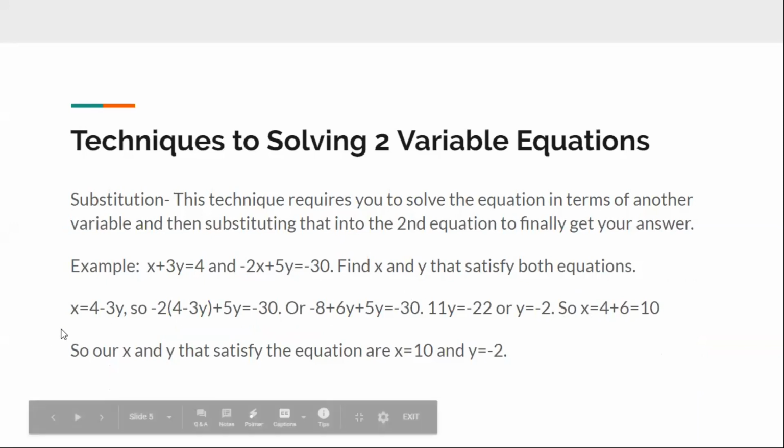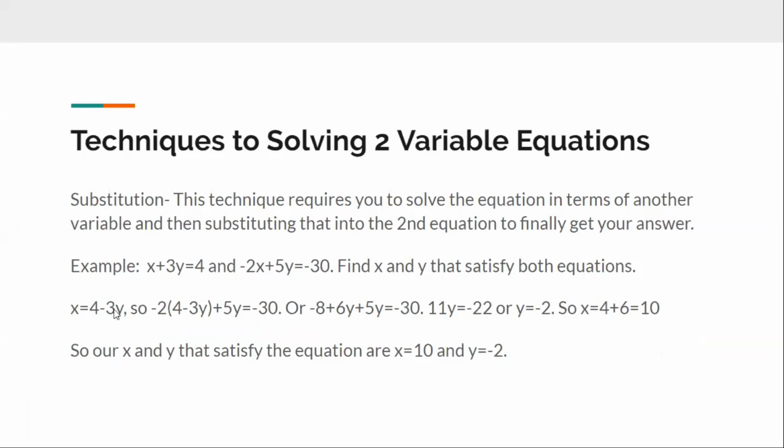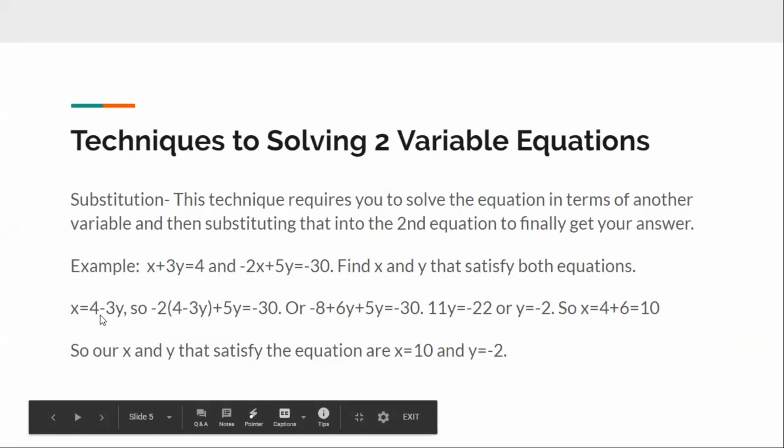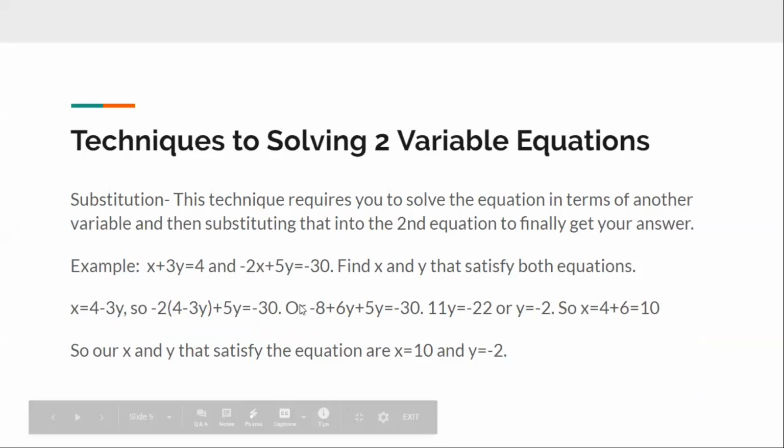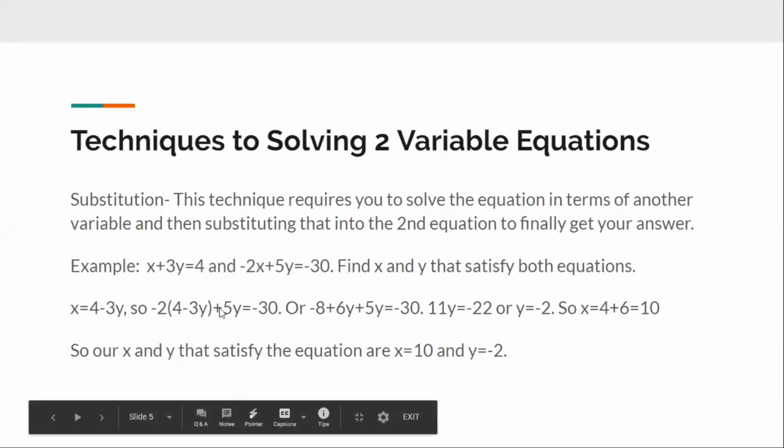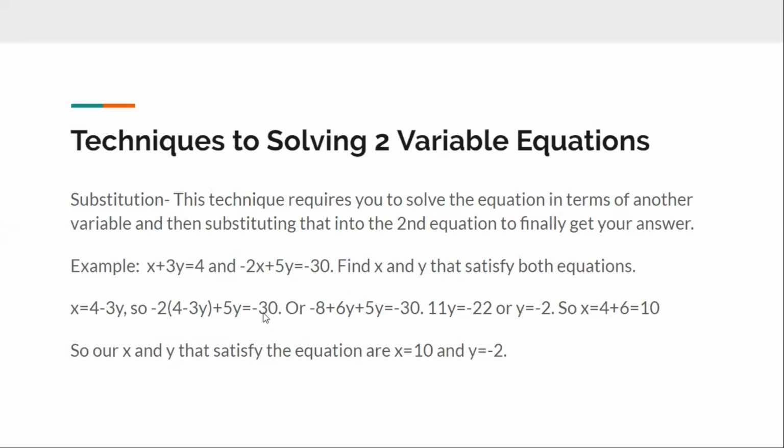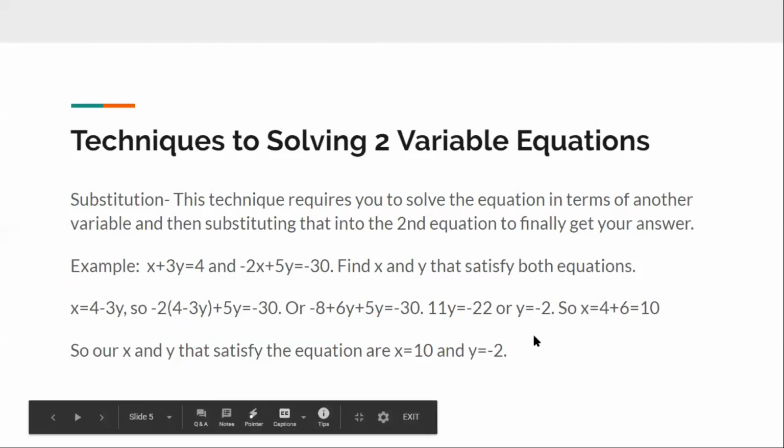So what you do is you write x is equal to 4 minus 3y and you plug x is equal to 4 minus 3y into the second equation. So you're going to get negative 2 times (4 minus 3y) plus 5y is equal to negative 30, or negative 8 plus 6y plus 5y is equal to negative 30. And then you get y is equal to negative 2. And then you can solve and get x is equal to 10. So that's the substitution method.